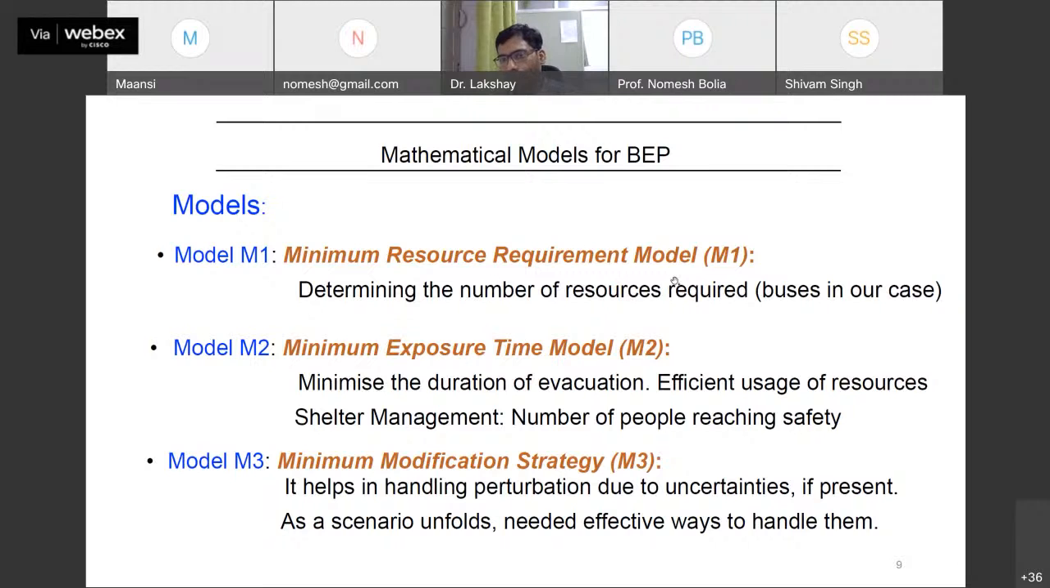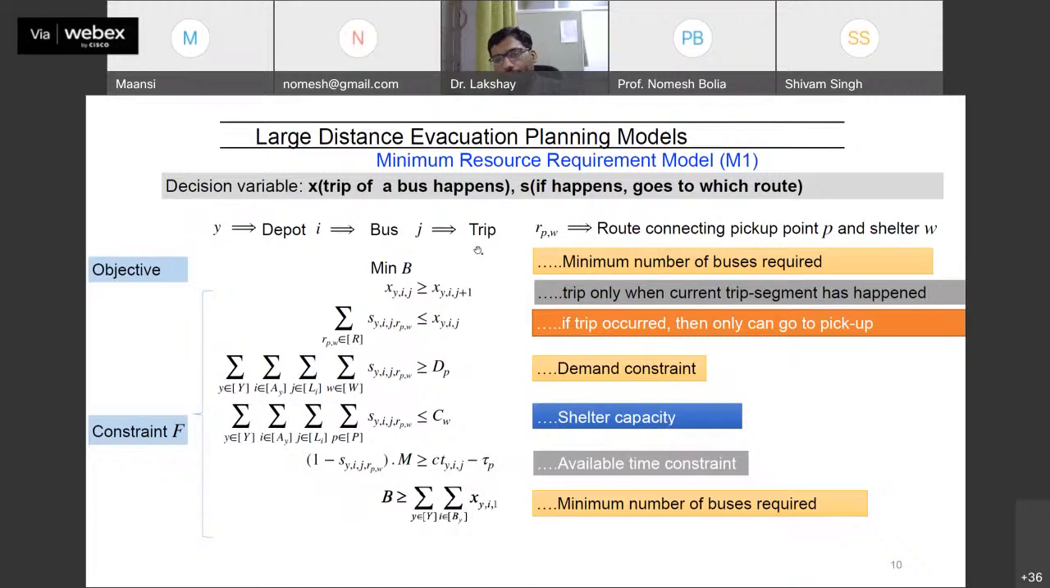So let's see the first model, which is the minimum resource requirement model. You are seeing this model. The animation is not working here. Otherwise I would put animation, but somehow the Wi-Fi is not working here. It's through the LAN connection.